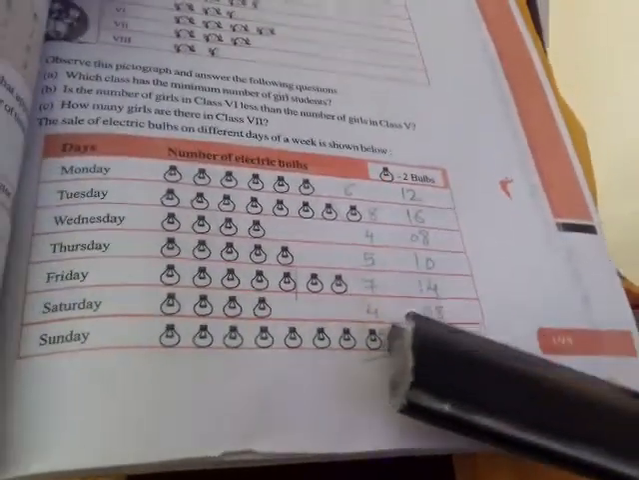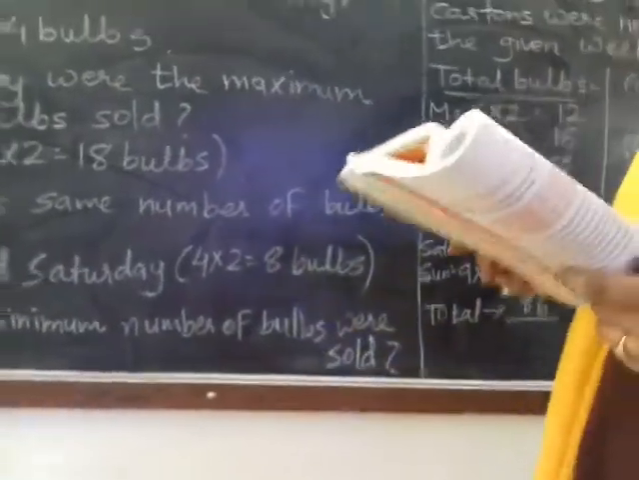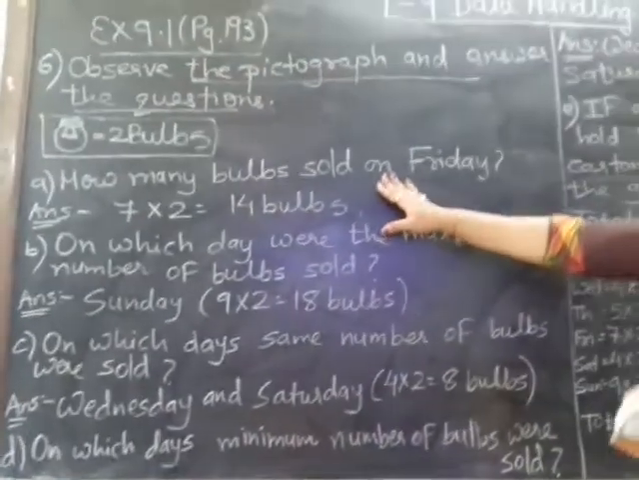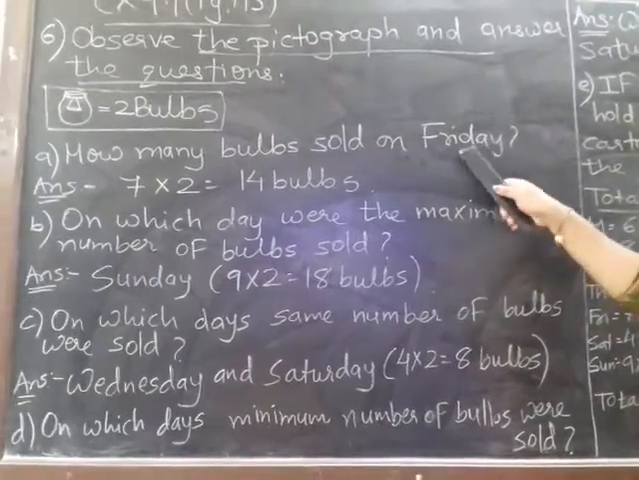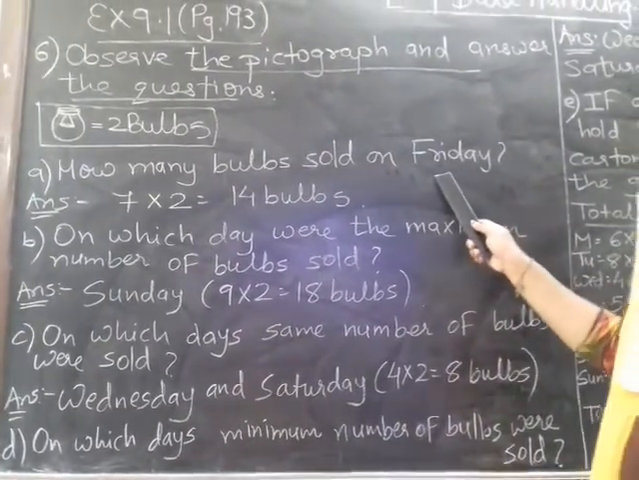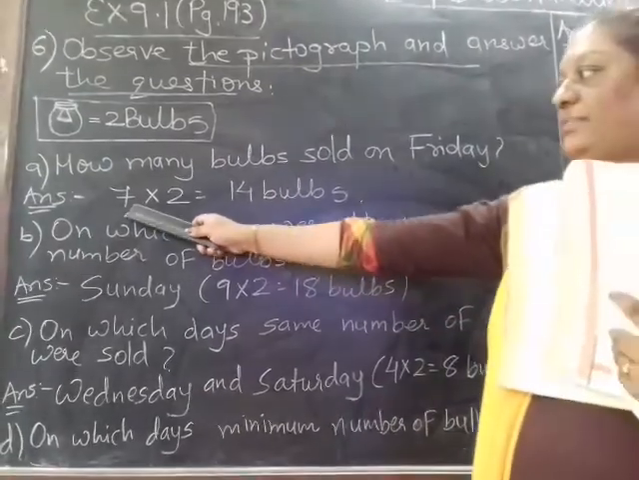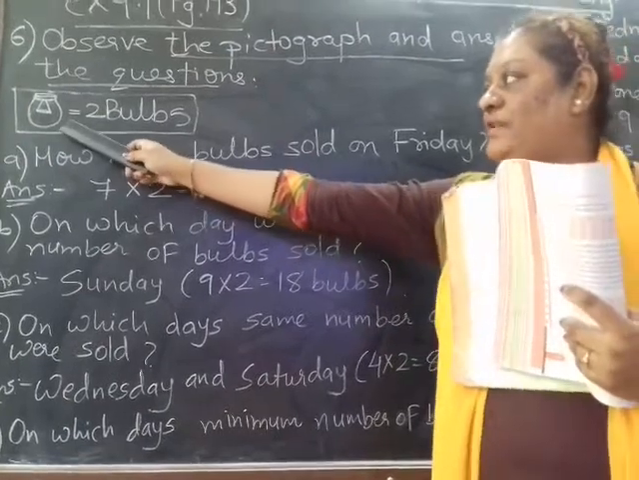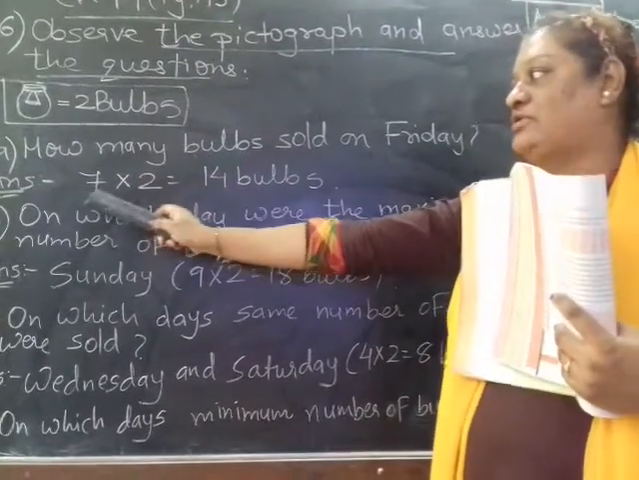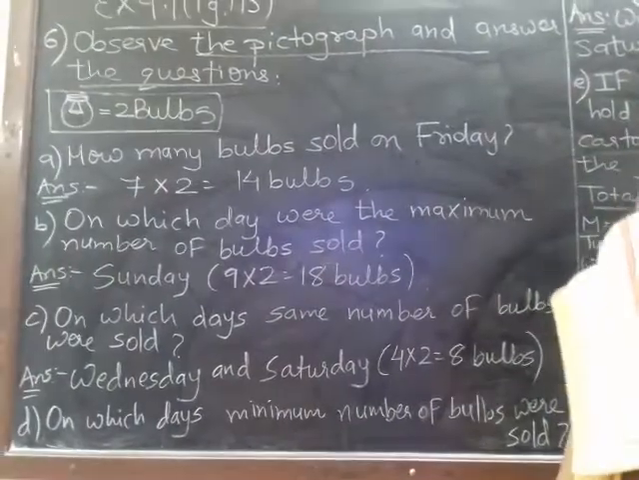And Sunday has the maximum number of bulbs, 9 pictures. 9 into 2, 18. So the total of all the bulbs together will be 86. I will come to that part later. But the very first question, seeing the pictures given in the pictograph, is: how many bulbs were sold on Friday? We want a particular day's sales of bulbs. So 7 pictures of a bulb are given, and into 2, because one picture carries 2 bulbs. So 7 into 2 is equal to 14 bulbs.